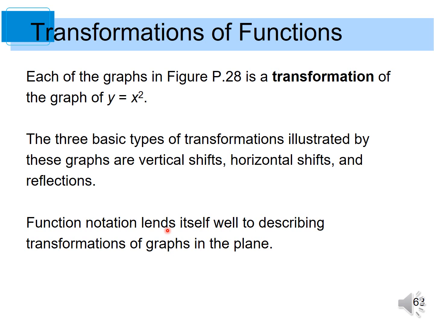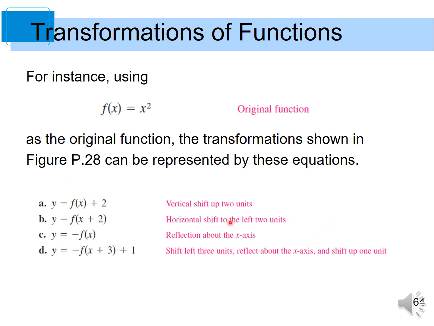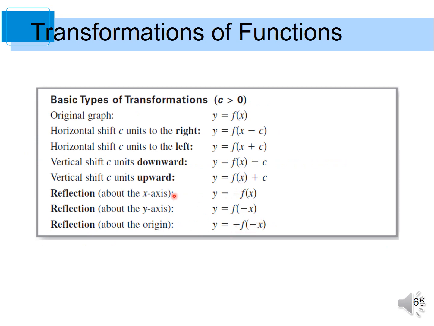The previous slide shows you 3 basic types of transformation: vertical shift, horizontal shift, and reflection. This is what I have explained on the previous slide, from graph A to D. There are some operations that you may need to go through, but the 3 main ones are horizontal shift, vertical shift, and reflection.